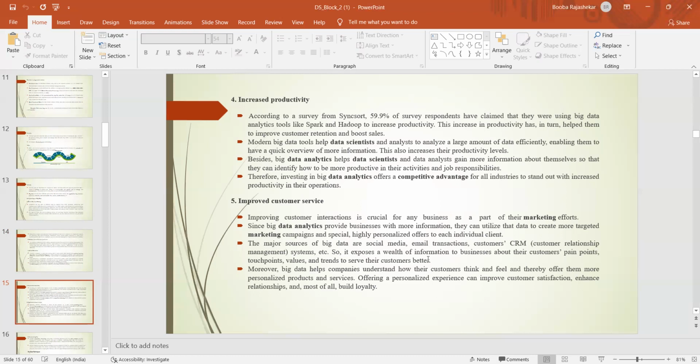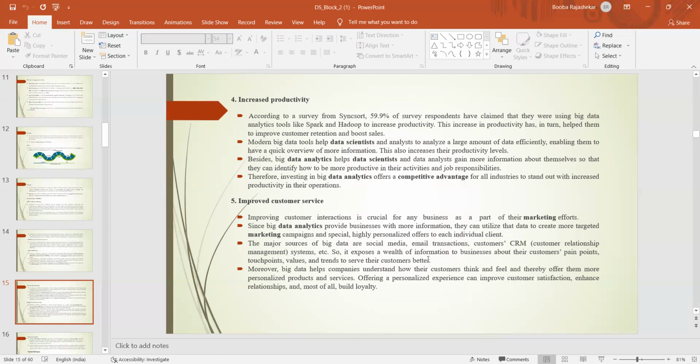Therefore, investing in big data analytics offers a competitive advantage for all industries to stand out with increased productivity in operations. So increased productivity is one advantage. The next advantage is improved customer service.